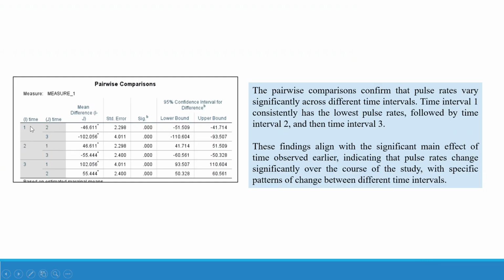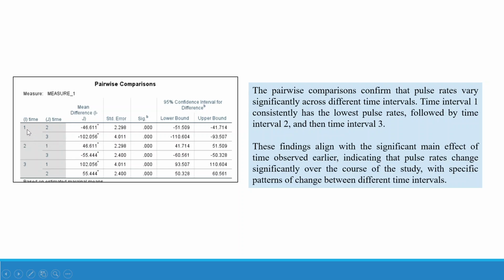The mean pulse rate at time 1 minus the mean pulse rate at time 2. The difference is minus 46.611. P-value less than 0.05. It means that the difference is significant. Mean pulse rate at time T1 minus mean pulse rate at time T3. The difference is minus 102, and the p-value is less than 0.05. So this is also significant.